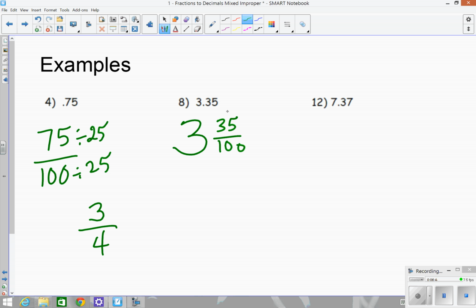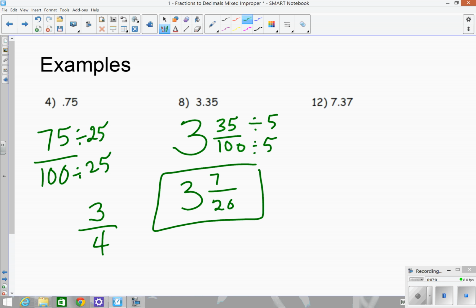I noticed that the numerator ends in a 5, the denominator ends in a 0. They're both divisible by 5. 35 divided by 5 is 7, and 100 divided by 5 is 20. So we have our answer in simplest form. Similarly with number 12, we're going to have a mixed number. This is 7 and 37 hundredths. And this one's nice because it cannot be reduced, so we are done.